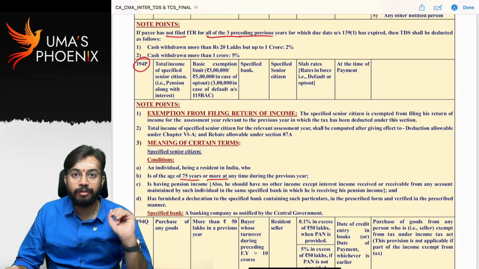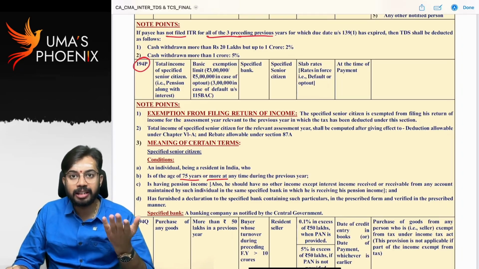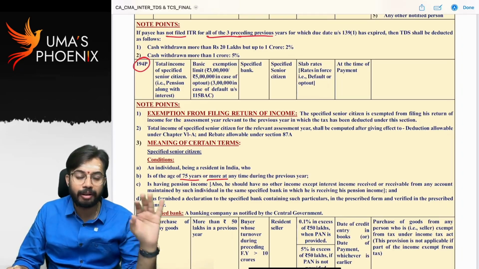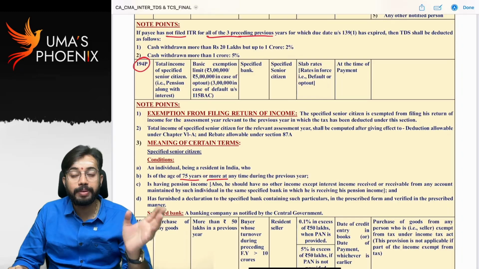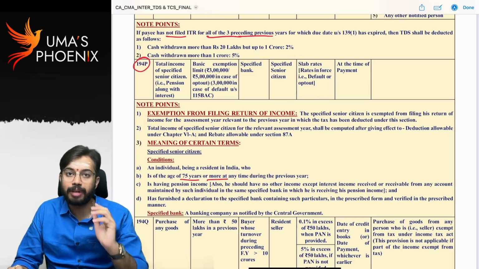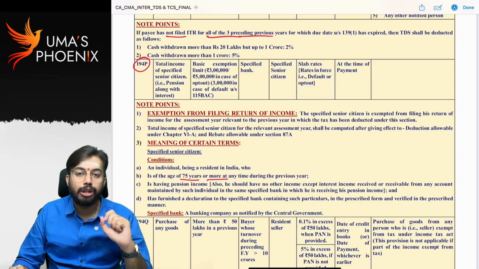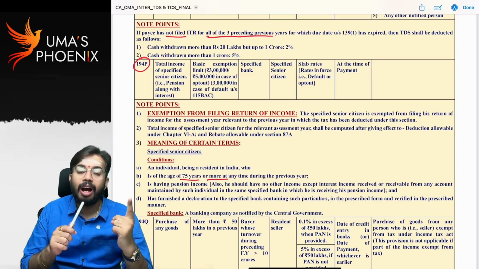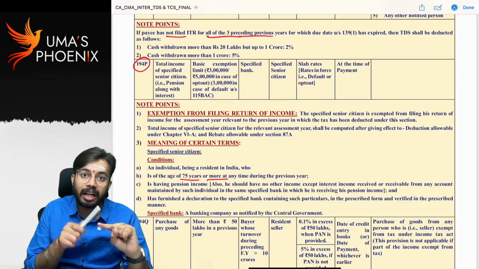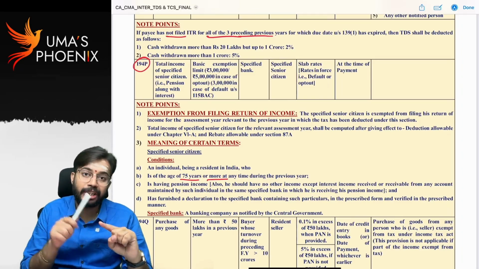For a specified senior citizen, one relaxation is given: they are not required to file income tax return. They are already aged 75 and above. So they are exempted from filing income tax return, but subject to satisfaction of some conditions. What are those conditions? A specified senior citizen should have only two incomes. They should have pension income and they should have interest from the bank account in which pension is credited.